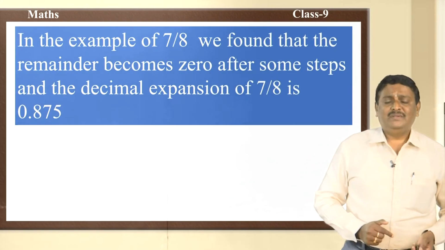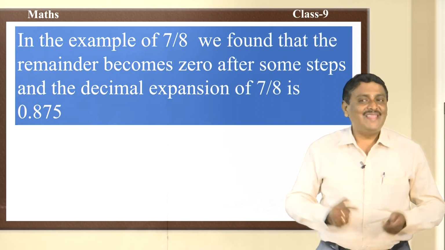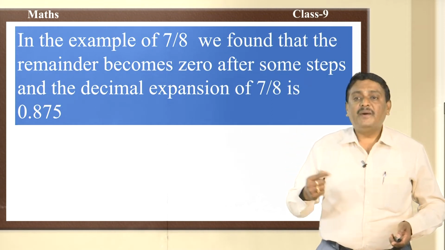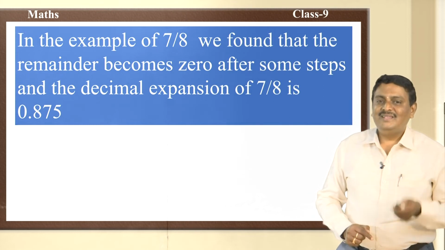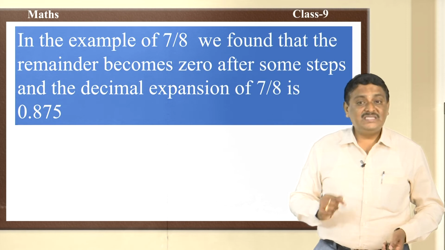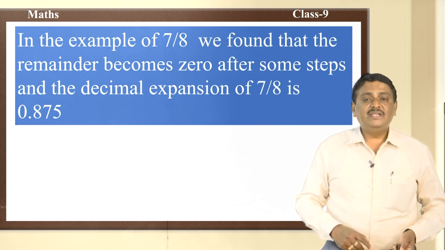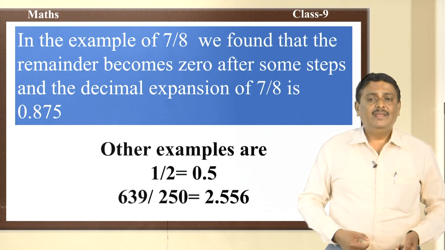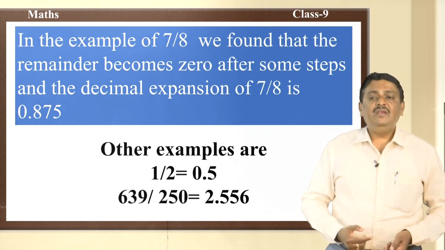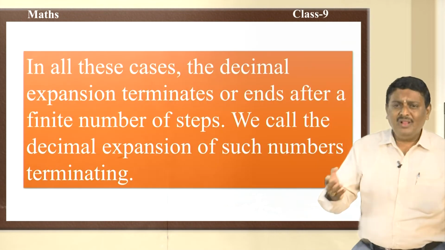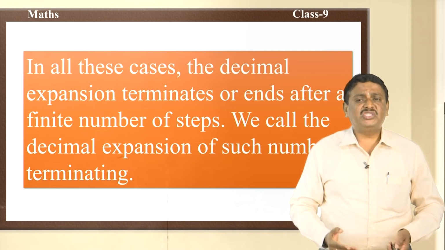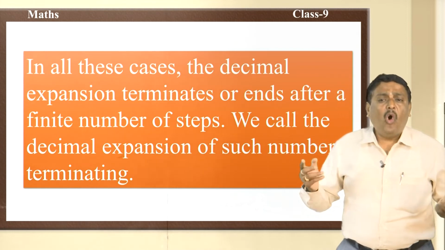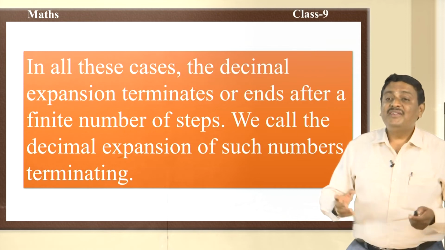And in the example of 7 by 8, we found that the remainder becomes 0 after some steps, and the decimal expansion of 7 by 8 is 0.875. I will give another examples also. 1 by 2, the decimal expansion is 0.5. 639 divided by 250 is 2.556. In all these cases, the decimal expansion terminates, or ends after a finite number of steps. We call the decimal expansion of such numbers terminating.